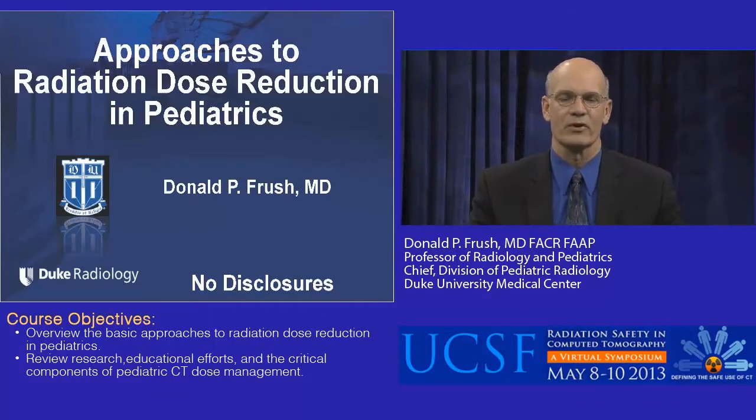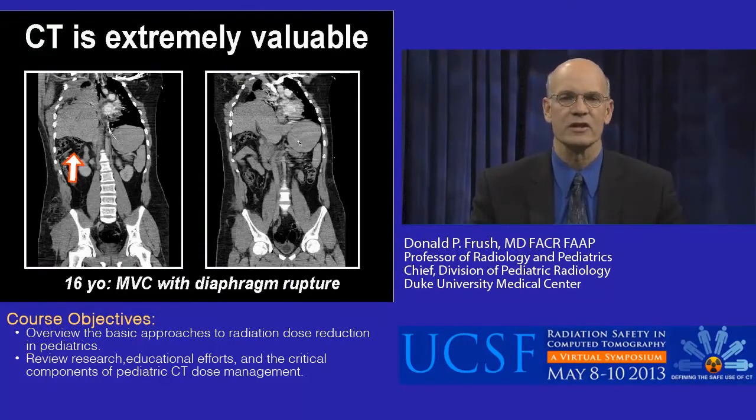We have to remember as I go through this that CT is an extremely valuable modality. It's life-saving and helps with management strategies every day in practices across the country. Here's an example of a 16-year-old in a motor vehicle collision who came in with some respiratory distress. As you can see, this is because the liver is in the right hemithorax, and the arrow outlines the diaphragm that's actually ruptured. It allowed the decision to go to the operating room and to fix this significant injury emergently.